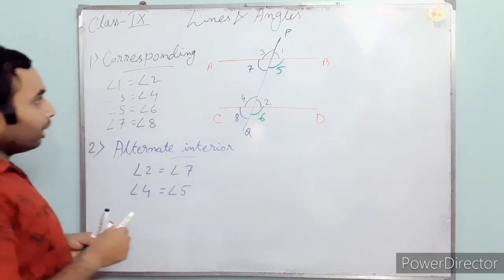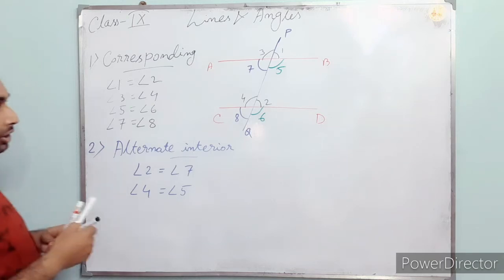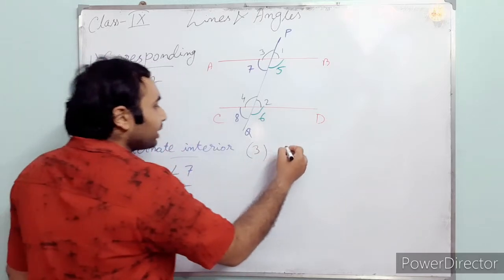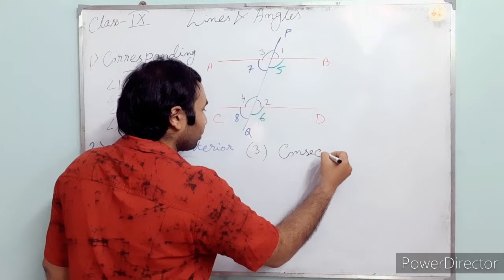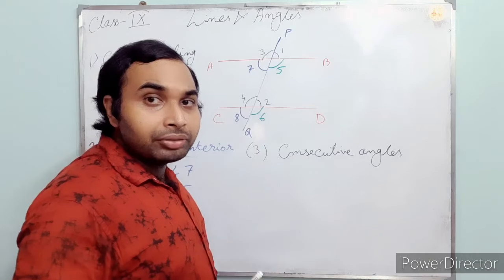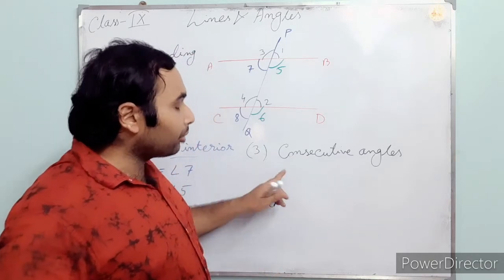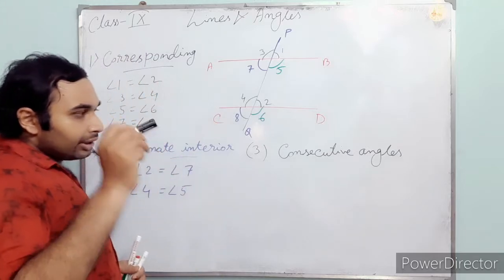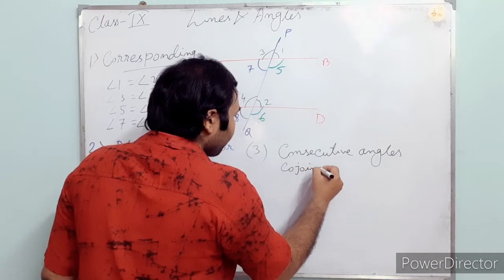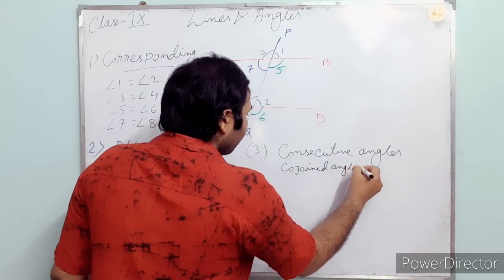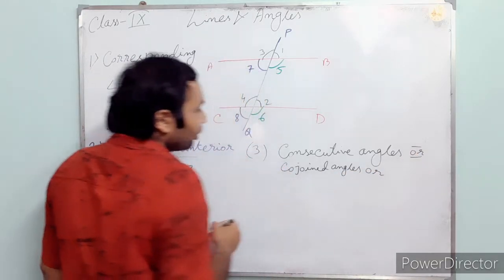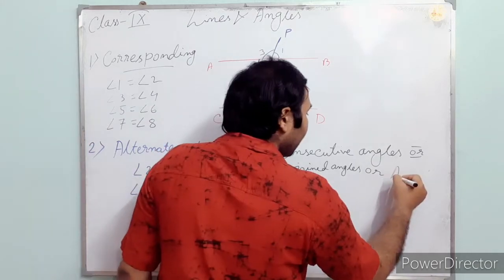Okay. Now, number 3, the name coming is consecutive angles. In your book, you will see consecutive interior being used here. I am only using consecutive angles. Here, another two names are there: co-joined angles or consecutive angles, co-joined, allied angles.